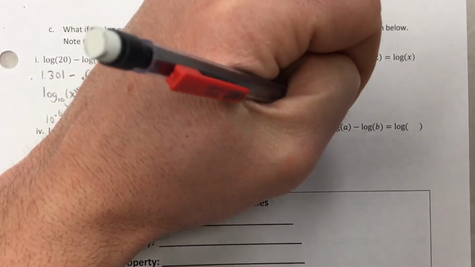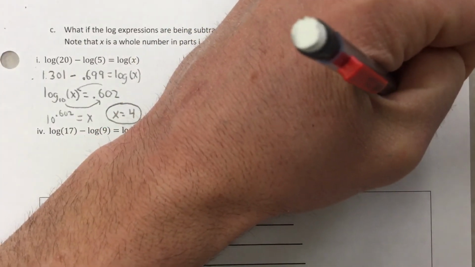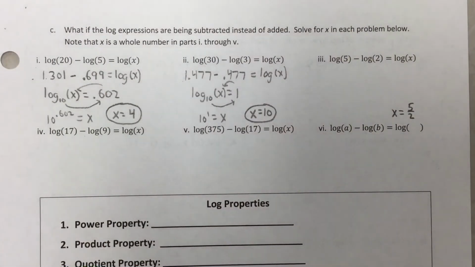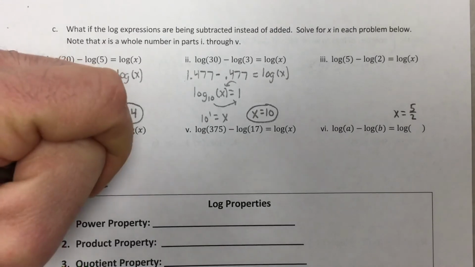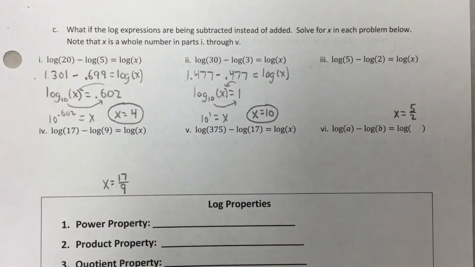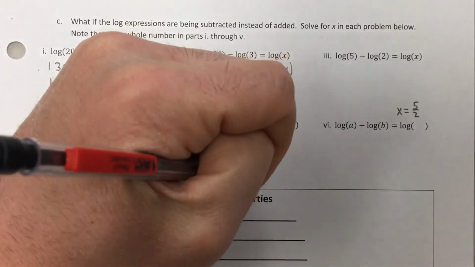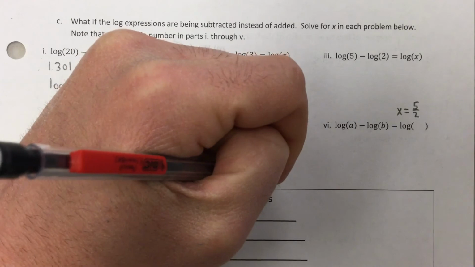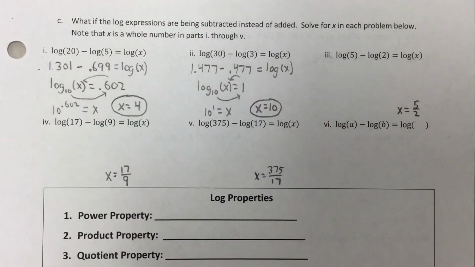So for 3, you should end up with x equals 5 halves, or 2.5. For 4, you should end up with x equals 17/9. Leave it as a fraction. And then for the last one, you should end up with x equals 375 over 17. Again, leave it as a fraction.